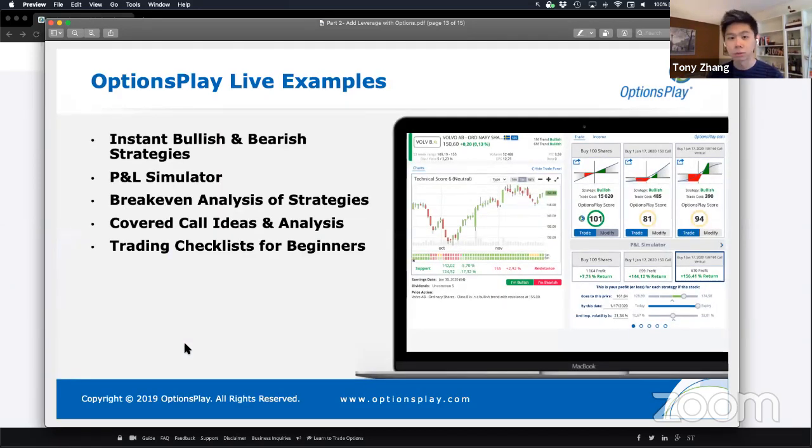So with that, let's jump over to options play. Let's look at some examples of some bullish and bearish strategies. Let's look at the difference between buying a call option and the debit spread.